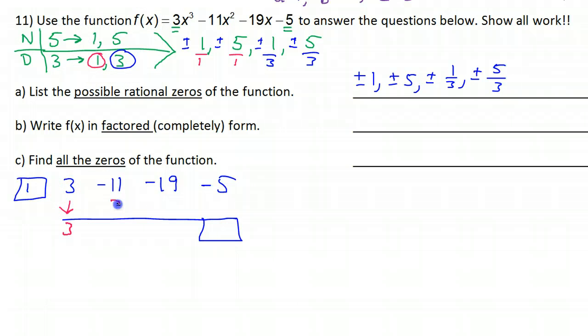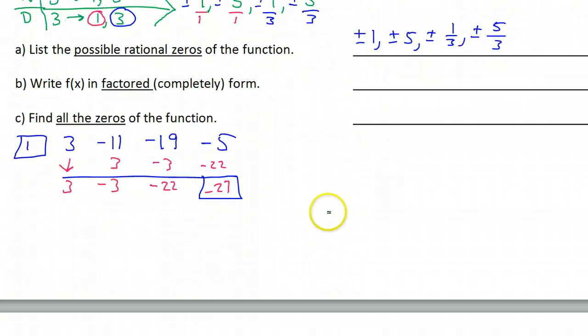3 times 1 is 3. That's -3. -3 times 1 is -3. That's -22. That's -22. That's -27. So that was a fail. That did not work. So 1 didn't work, so let's try -1. How about -1?